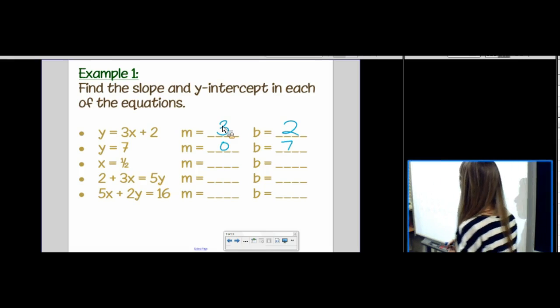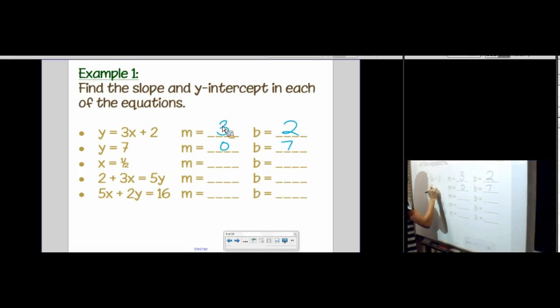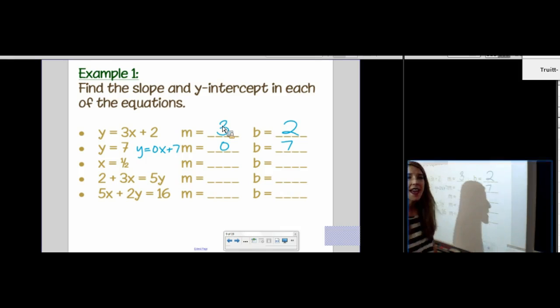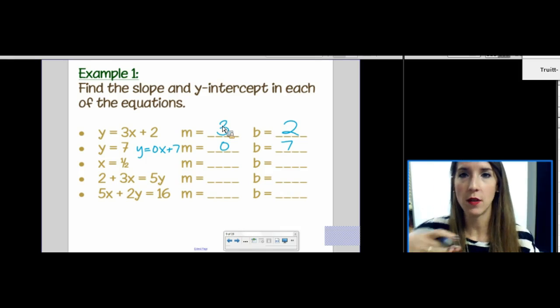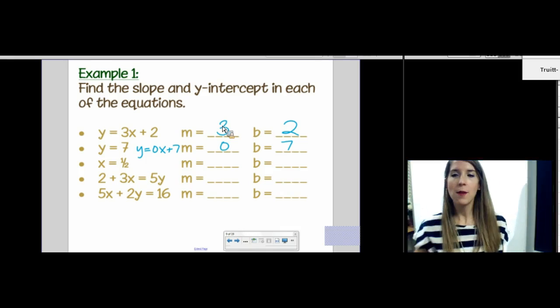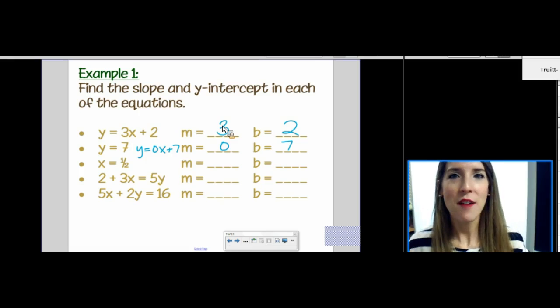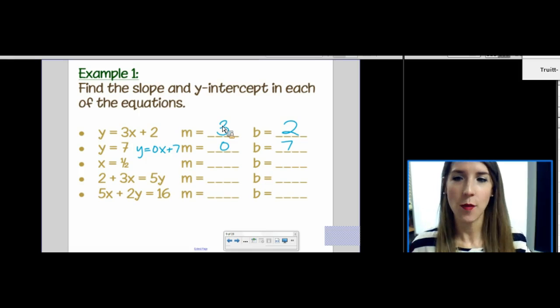Let me talk about it really quick. This is like saying y equals mx plus b. How many x's are there? There's 0 of them. So what number is sitting in front of x? Well, 0 is. So the slope is 0. It's a horizontal line. And where does it hit the y-axis? Well, if y is 7, it's going to hit the y-axis at 7. So 7 is our b.